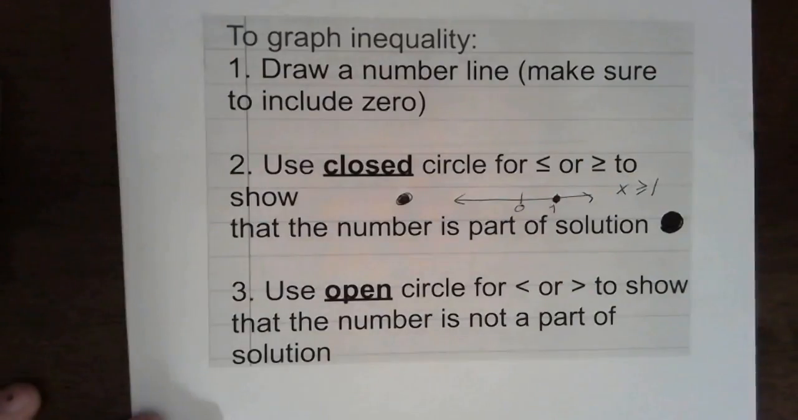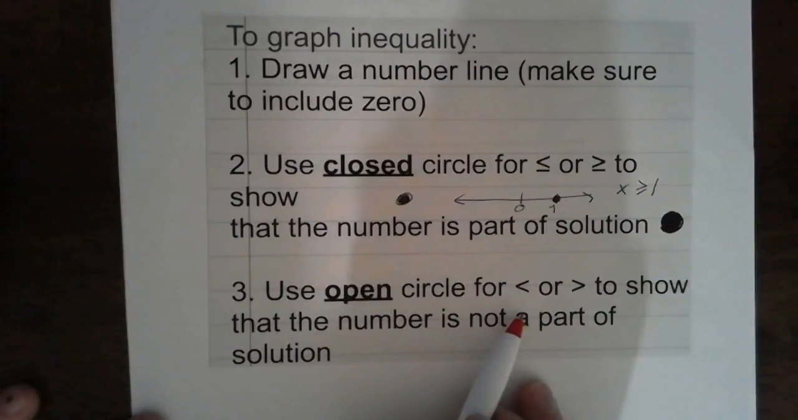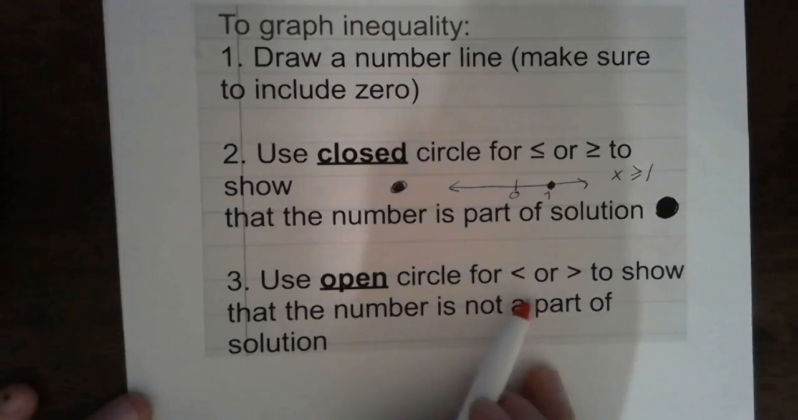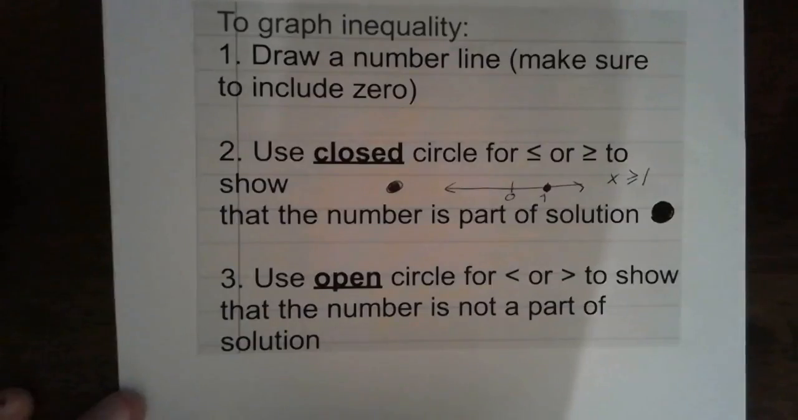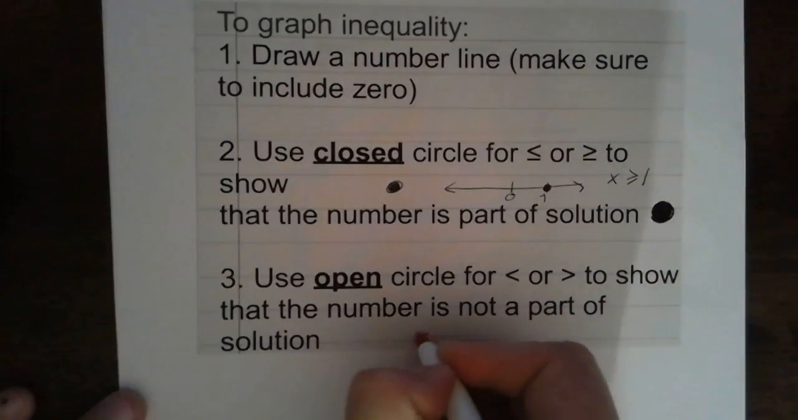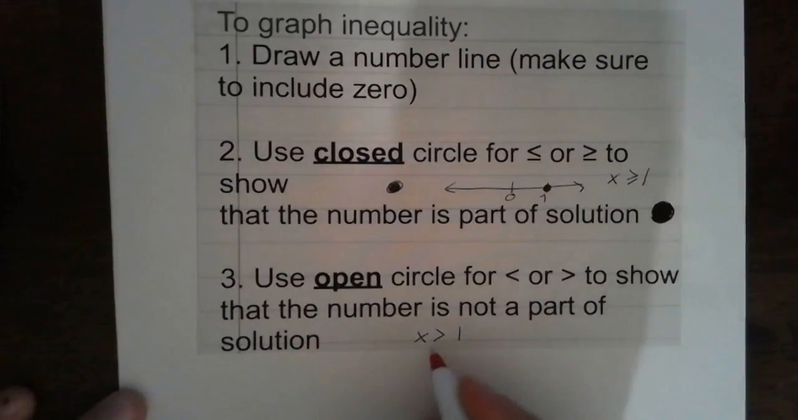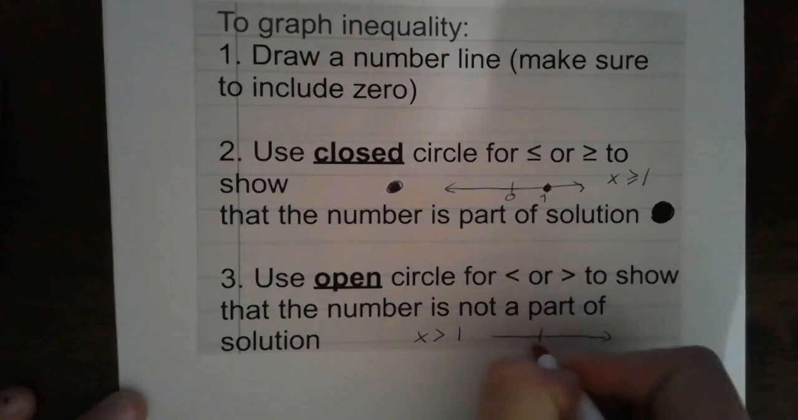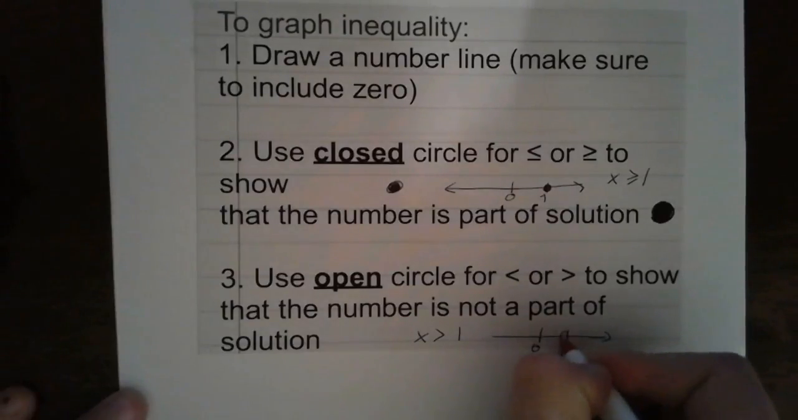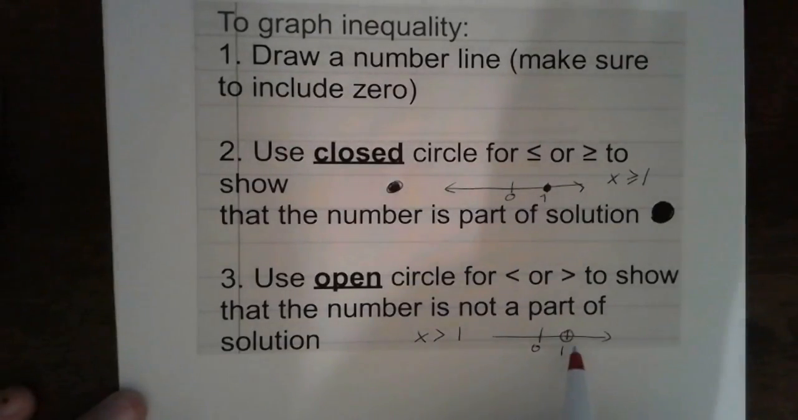Now you use an open circle if my inequality does not have that equal sign. So if I have less than or greater than, just to show that the number is not a part of a solution. So if I have, for example, x is greater than 1, not equal, just greater than 1, this time my 1 will be an open circle on that 1, not above, not below, right on 1.